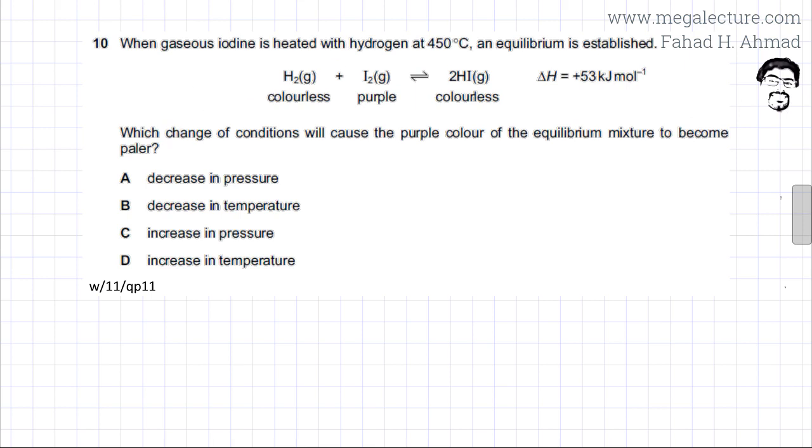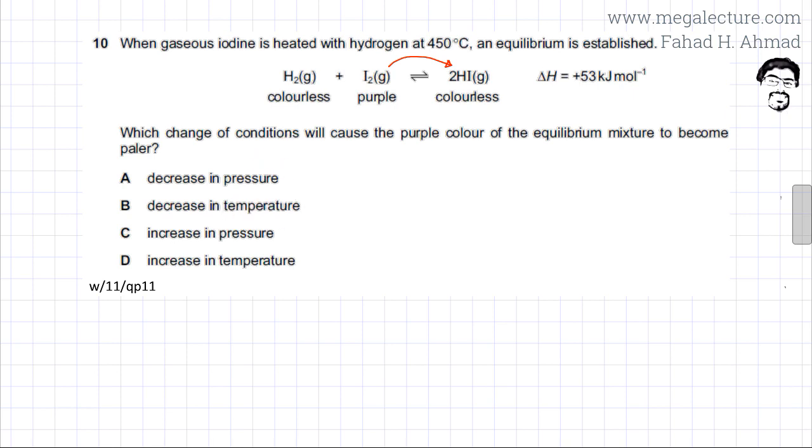which means that the purple color of the mixture becomes paler only if there's more forward reaction. There's less purple color being produced, more forward reaction, the purple color disappears. So basically you want the equilibrium to shift to the right to make it more colorless or more paler. So we're looking for conditions which are going to do that. Now the first one is decrease in pressure, and there's another option C, which is increase in pressure.